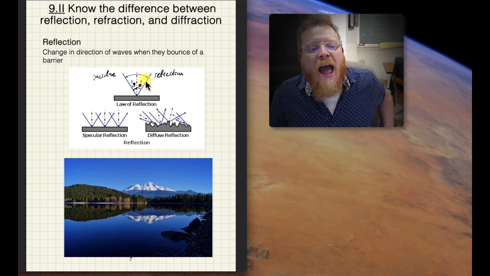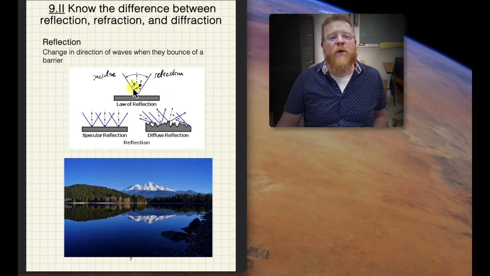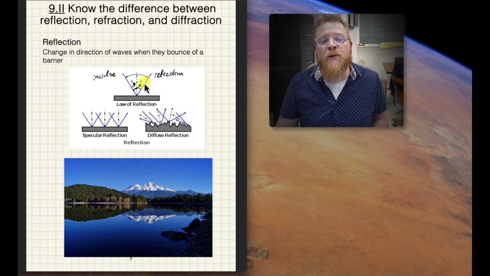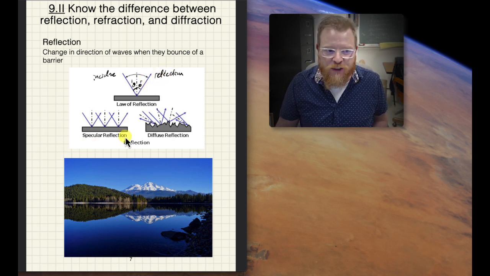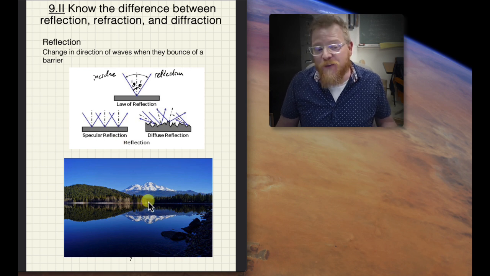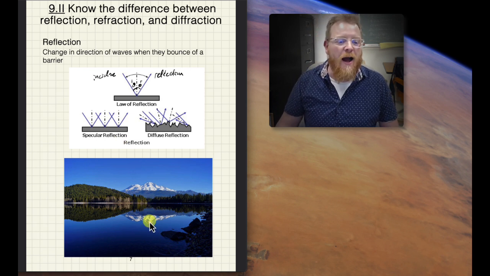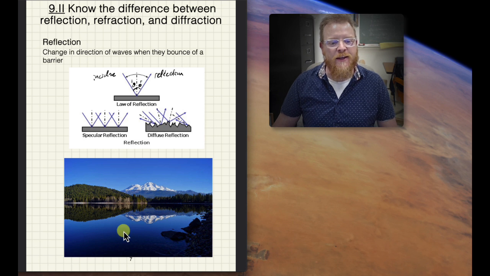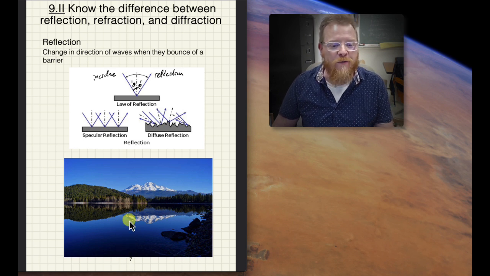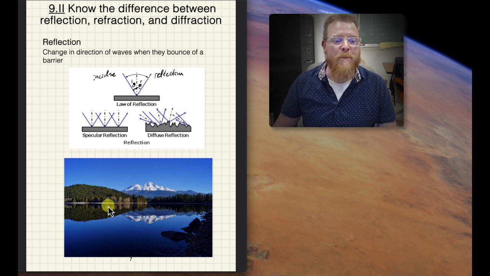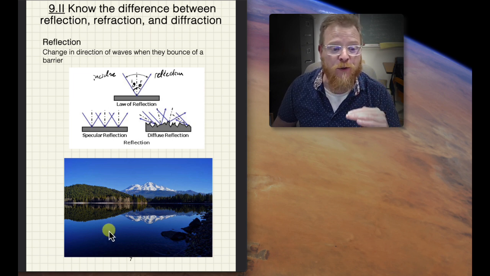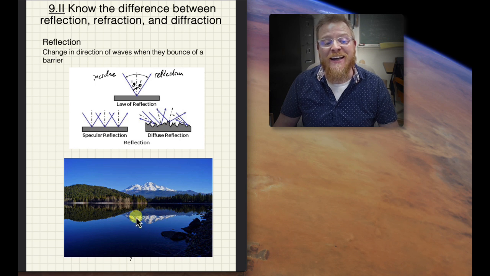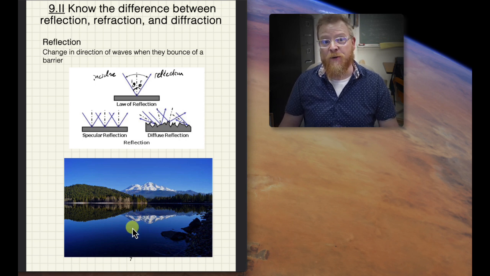When we have this perfect idea where the angle of incidence matches the angle of reflection, we call that specular reflection. This is actually a picture of Mount Shasta. Here you can see this lake was very calm, a very windless day, meaning the surface of the water was mirror smooth. So what we are seeing is the specular reflection off of that lake to give us this mirrored image.